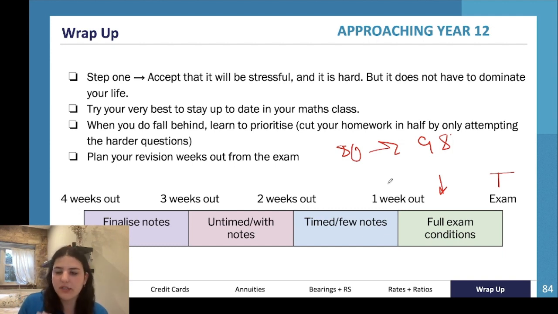And have you exhausted every resource that you have? Your teacher, your peers, other teachers at the school, an older sibling, a tutor, YouTube videos, ATAR Notes books, whatever it is, have you gone to every single resource? Because I guarantee there is a resource that can help you learn it better than you've already tried.